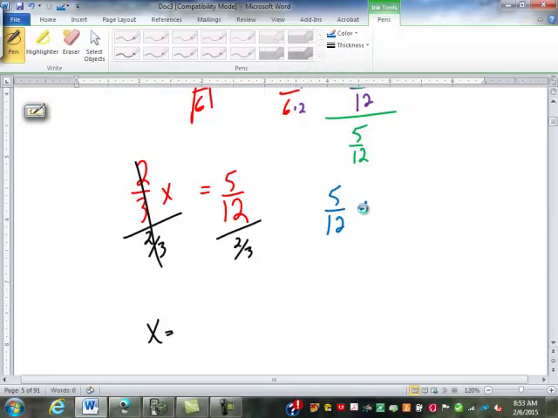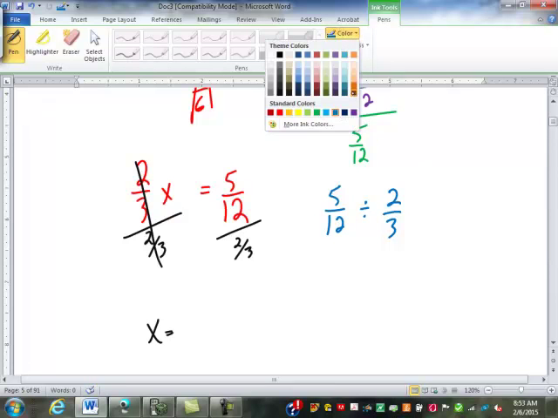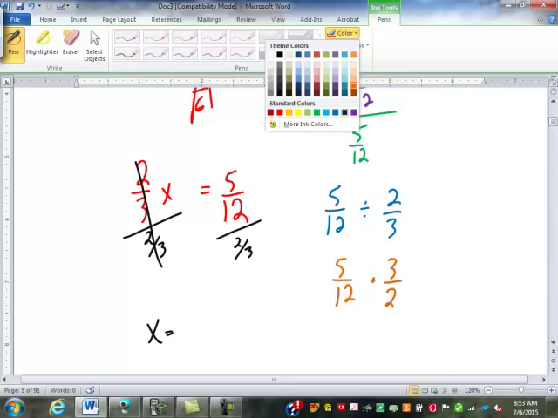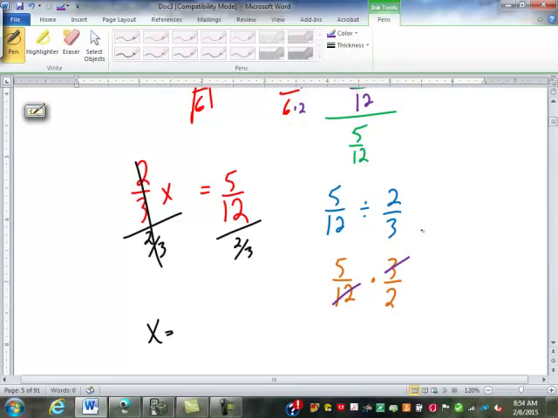So 5 twelfths divided by 2/3. You're tempted to cross cancel there, but we can't yet because it is still division. We're going to change this to times 3 over 2. Now we can still cross cancel. 12 and 3 you can divide by 3 to give me 1 and 4. 5 times 1 is 5. 4 times 2 is 8. X equals 5/8.